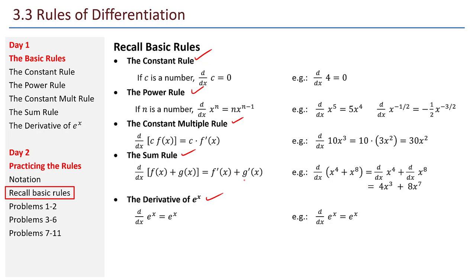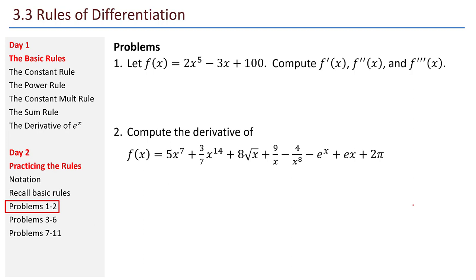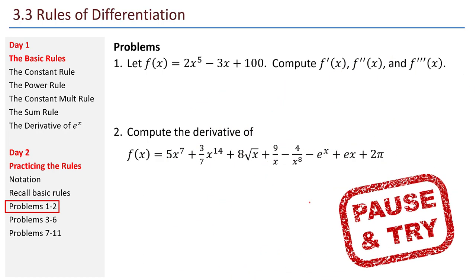And now, here's the most important part of this lesson. Let's try some of the problems. So to begin, here are two problems. Number 1, let f of x equal 2x to the fifth minus 3x plus 100. Compute the first, second, and third derivatives of that expression. Also, problem number 2, compute the derivative of that crazy expression there. So pause the video, give these things a good try, and then start again when you're ready to check the answer. Go to it.